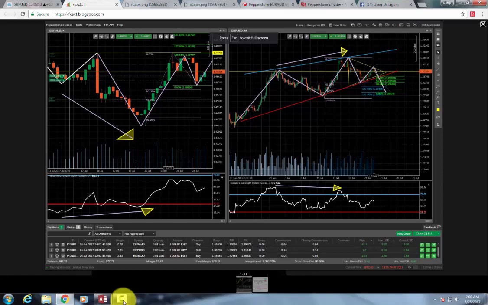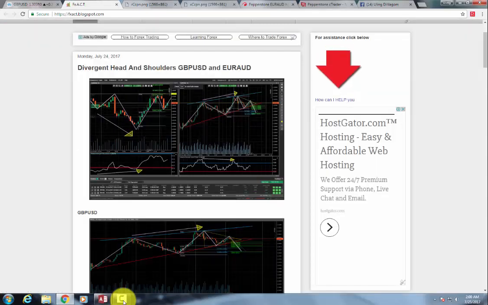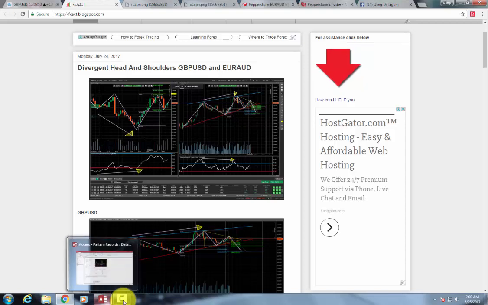And there are a lot of updates regarding the positions, the key positions, compared to our last divergent head and shoulders. So first I'm gonna show you how I detected this one and how I plot it, but I'm going to put this on my database first.